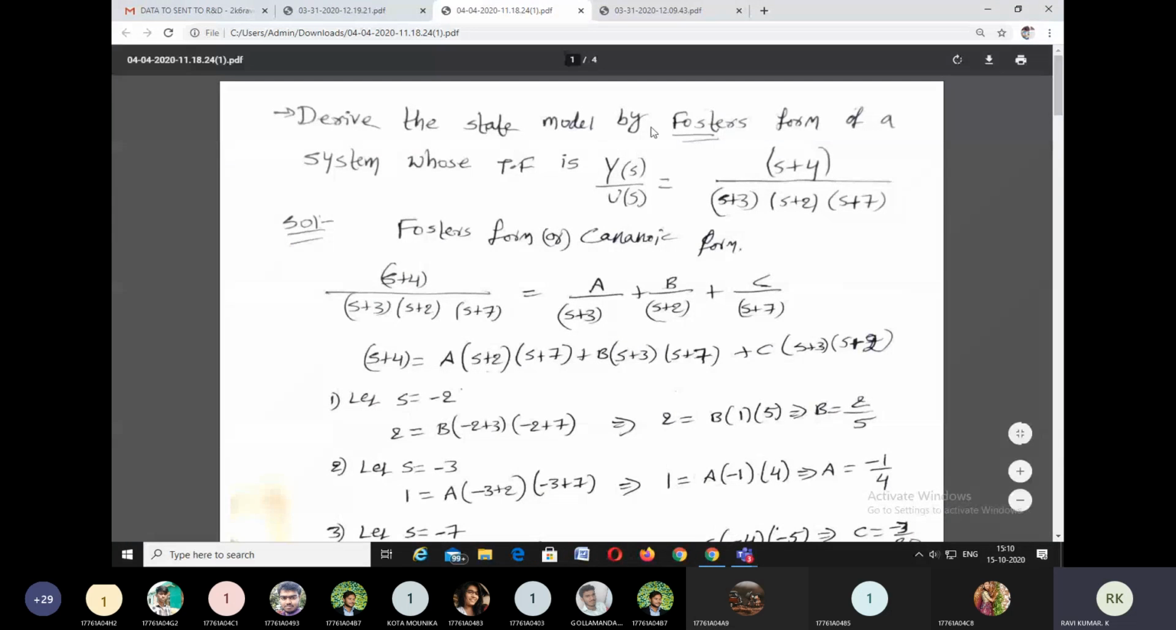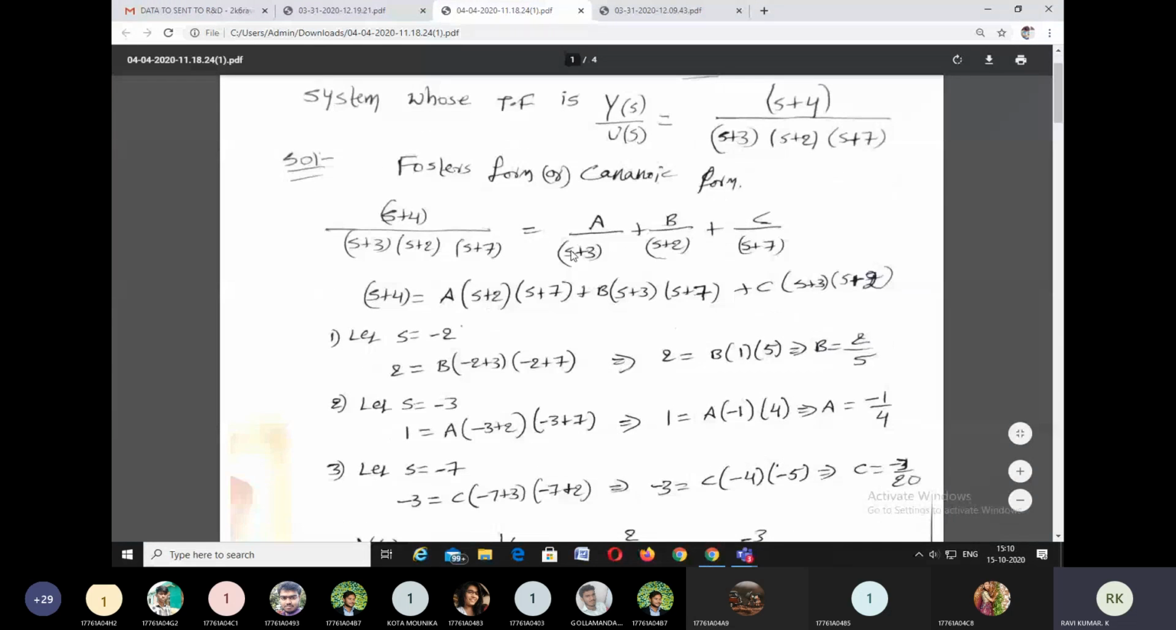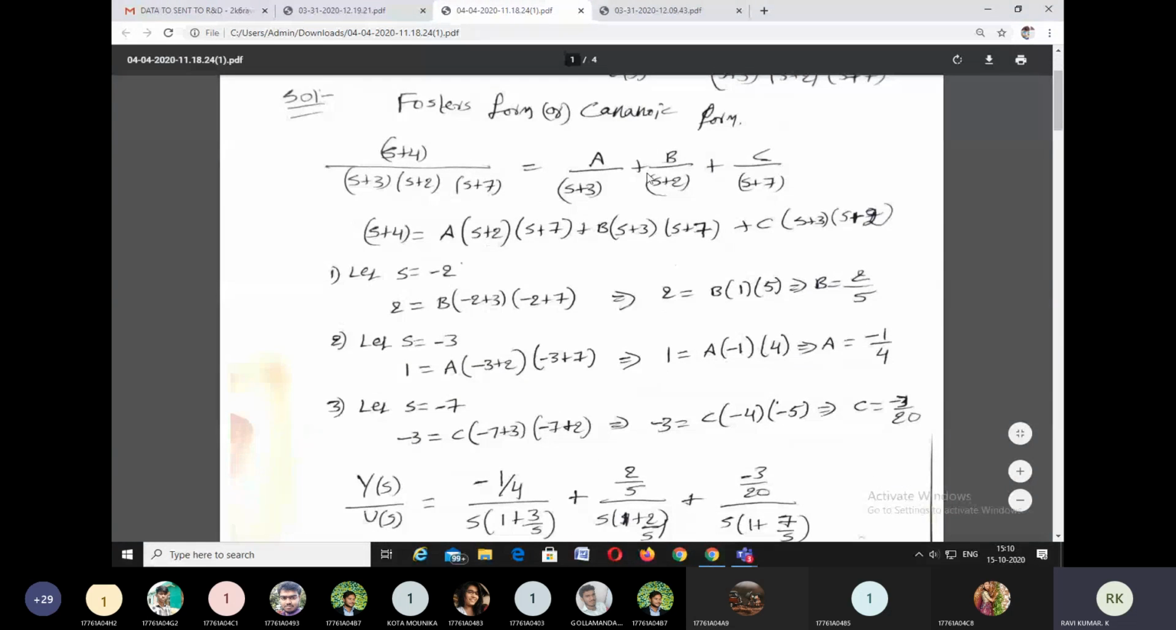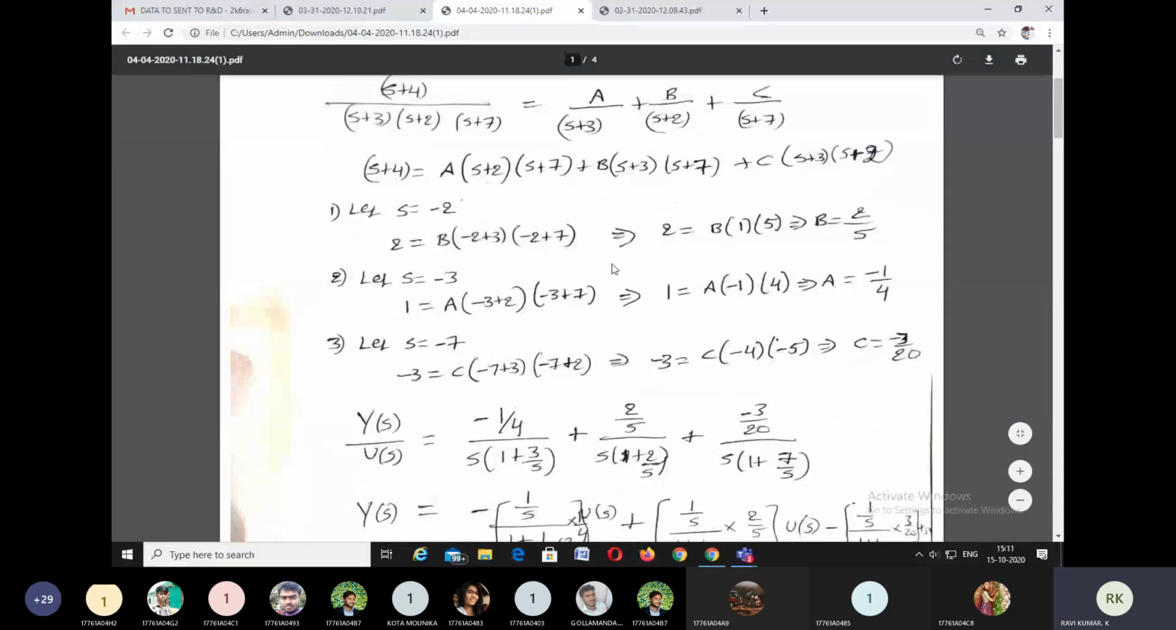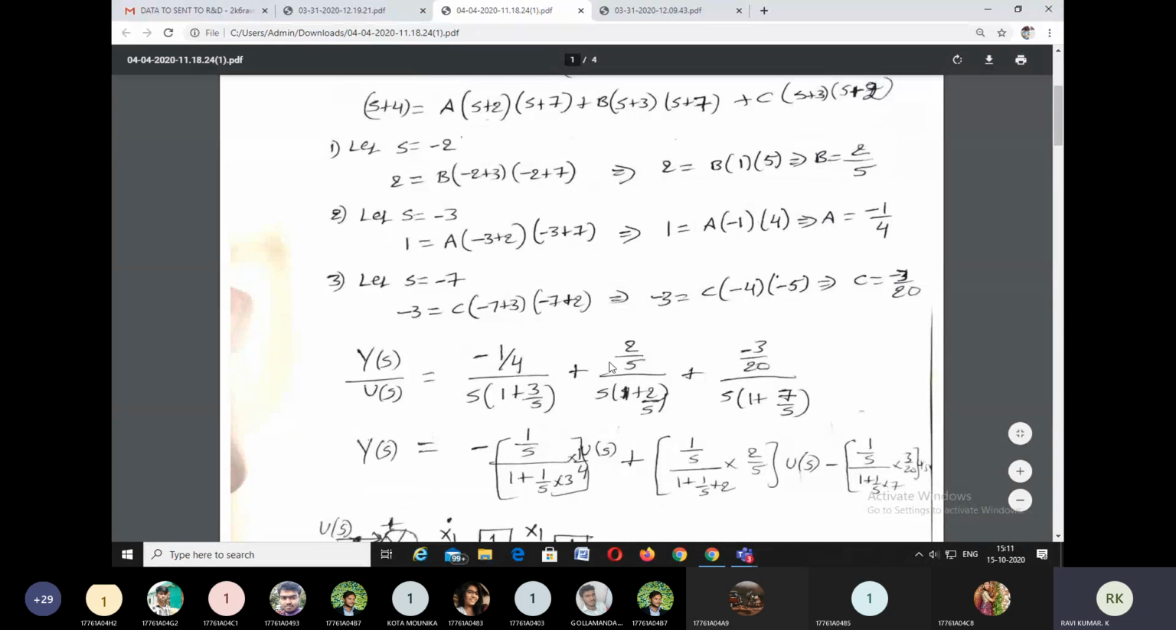So while solving the problem in the examination, you have to carefully observe which form they will ask. Previously that one was the direct decomposition form. Here it is the Foster form. Foster form is nothing but a canonical form. First of all, the given transfer function is written in terms of partial fractions like A by s plus 3, B by s plus 2, C by s plus 7. So how to do the partial fractions for this? You'll get the constants A, B, and C here. A is minus 1 by 4, B is 2 by 5, C is minus 3 by 20.